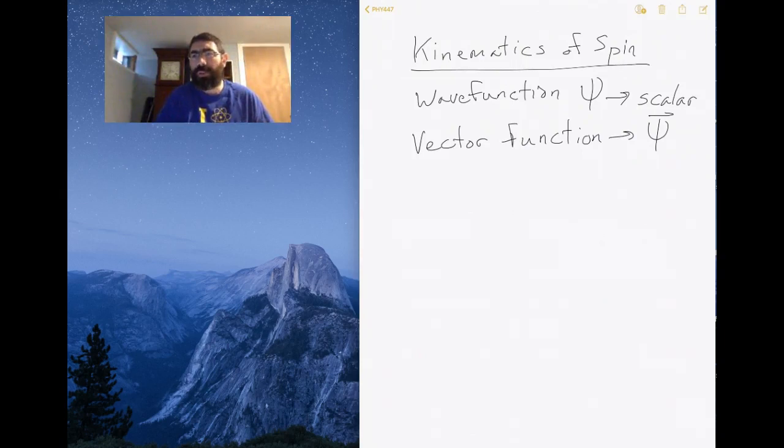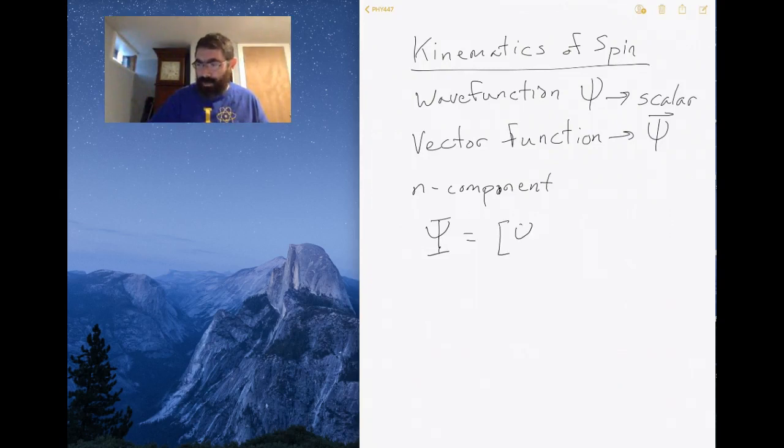That's the idea: we're going to create this function which has components, but the components are not numbers. The components are actually going to be other functions. So you can imagine if I had an n component wave function, capital Psi, I could write it as a row vector of psi1, psi2, psi n. So now not only do we have to figure out what the wave function is, we have to figure out what each wave function component is going to be.